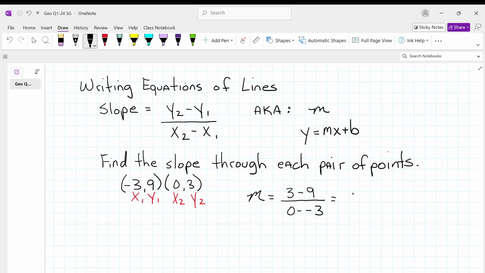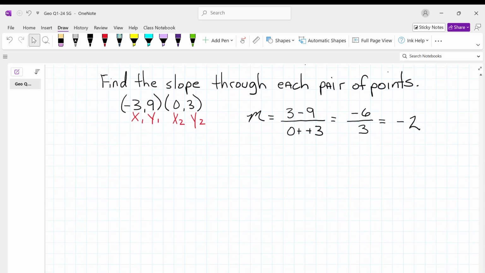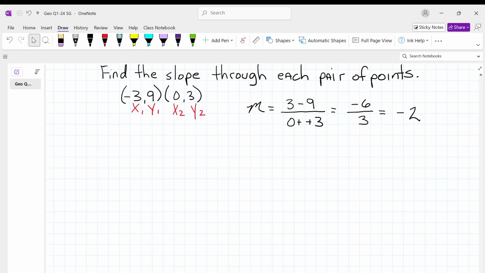So 3 minus 9 is negative 6. 0 minus negative 3 is positive 3. Negative 6 over 3 simplifies to negative 2. So the slope of the line through those 2 points is negative 2. All right, and then we'll do one more.